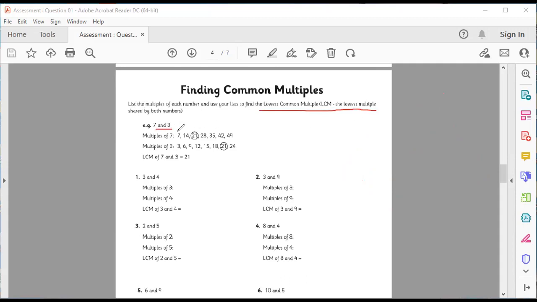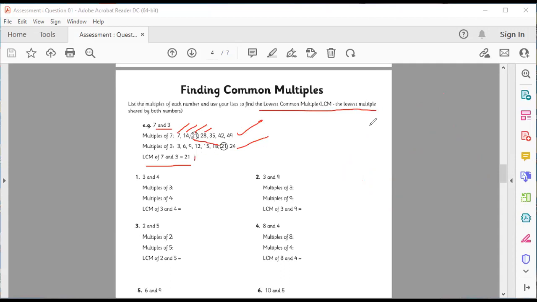Example, 7 and 3. Multiples of 7: 7, 14, 21, 28, and so on. Multiples of 3: 3, 6, 9, 12, 15, 18, and so on. At this point, 21 and 21 is where they meet each other. That is the lowest common multiple of 3 and 7.